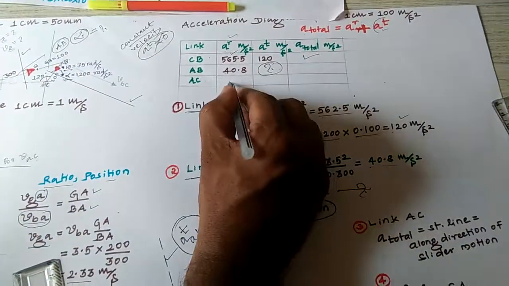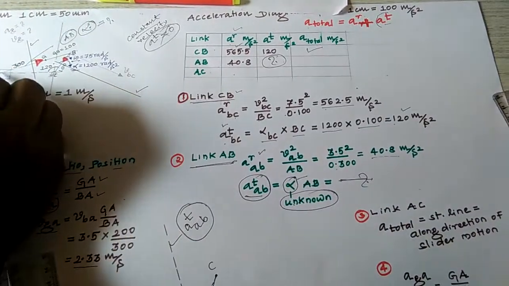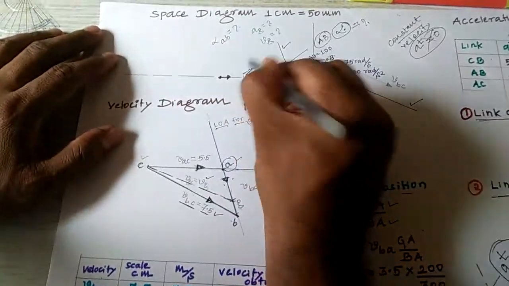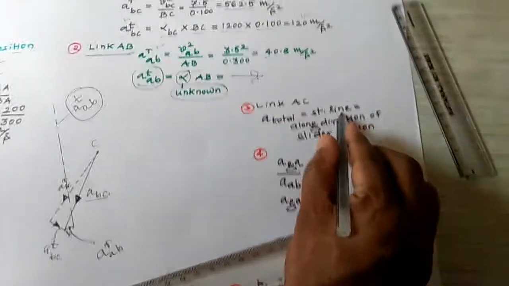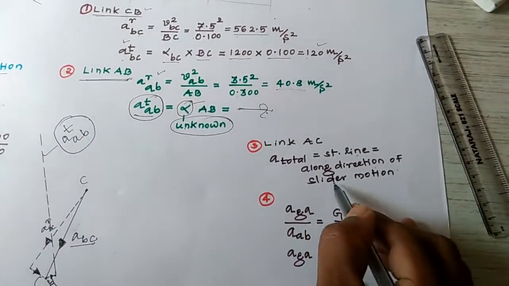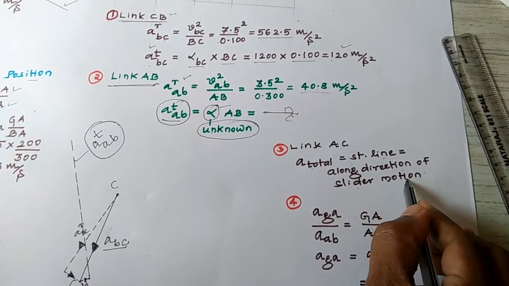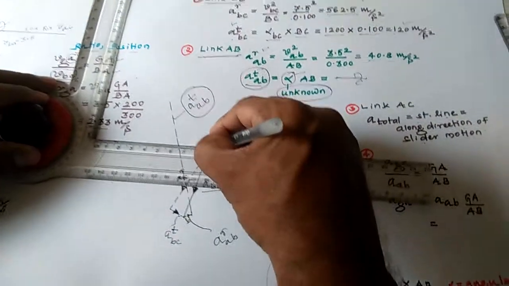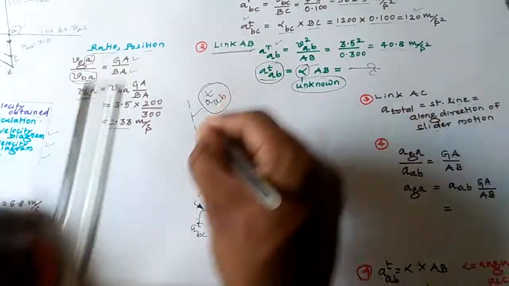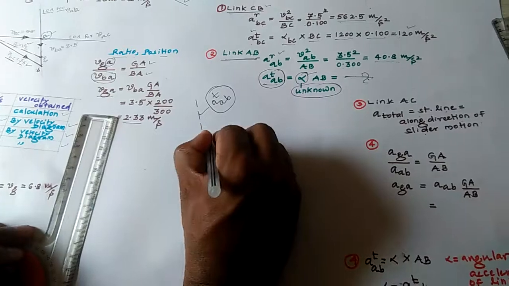Then third, AC. What does AC say? AC is a slider. What I have written here for link AC: the total acceleration is a straight line along the direction of the slider motion. That is the third link, AC. You have to draw that one, aligned with this one. This is a total acceleration, that's why it's written in bold. This point is taken as a point.